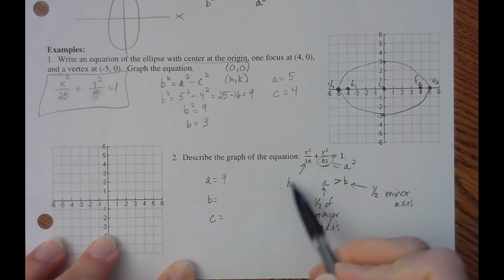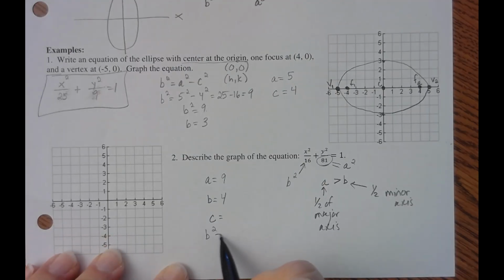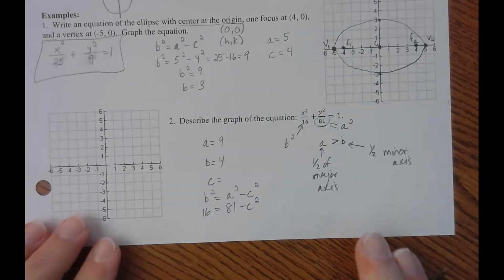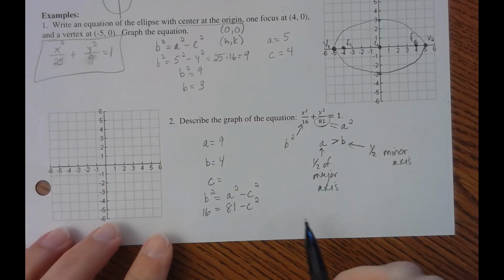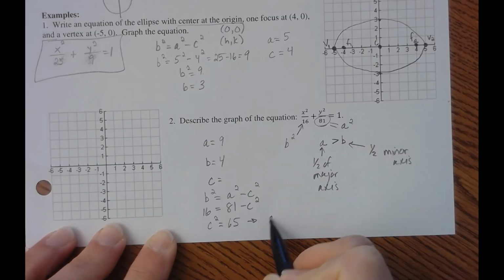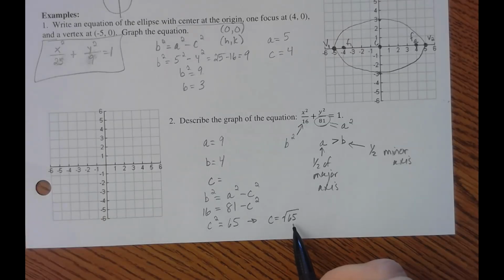This then is B squared, so B is 4, and C I can calculate using this relationship. B squared equals A squared minus C squared. So 16 equals 81 minus C squared. Be really careful when you're solving here not to get negatives and positives mixed up. So C squared will be equal to 65, meaning C is square root of 65. I know that's just a little bit more than 8.